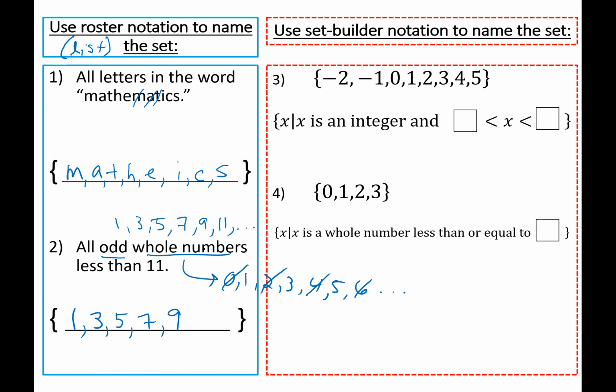I actually do not want to include 11 because 11 is not less than itself. 11 can't be less than 11. If it said less than or equal to 11, then I would include it, but I'm not going to include it. So that's it. This is all the odd whole numbers less than 11. That's all. All right, so that's called roster notation, making a list.